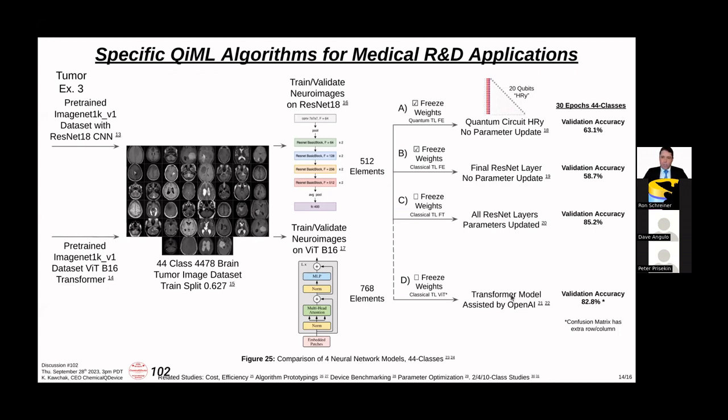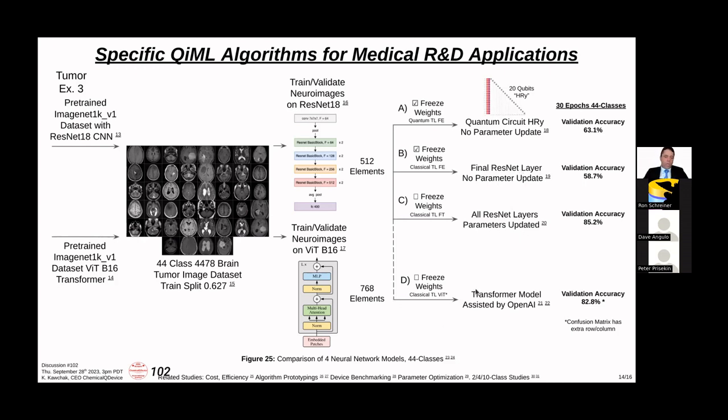Now, in these bottom two, this was a really good model. So this C, 85.2%, and this is where all ResNet layers are updated. They call it fine tuning, right? So you have a pre-trained network like ImageNet. Now you're doing fine tuning.